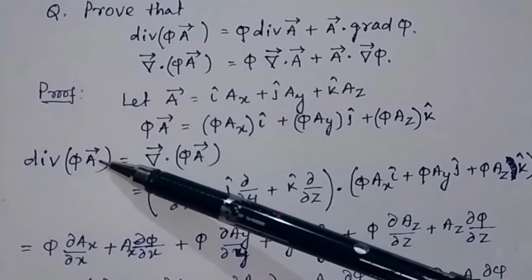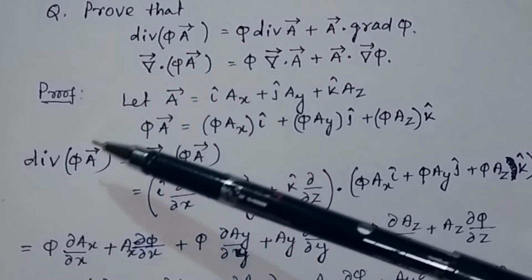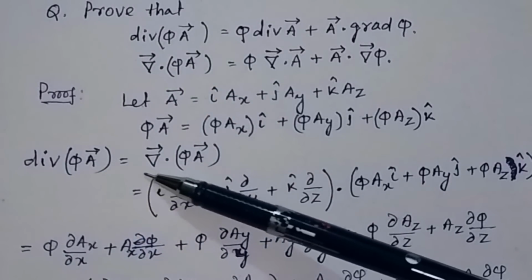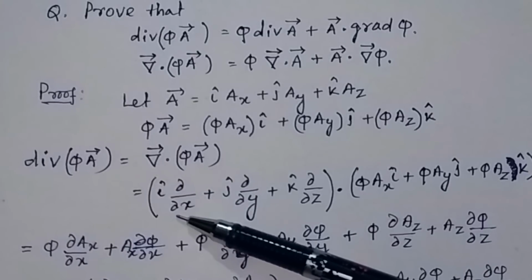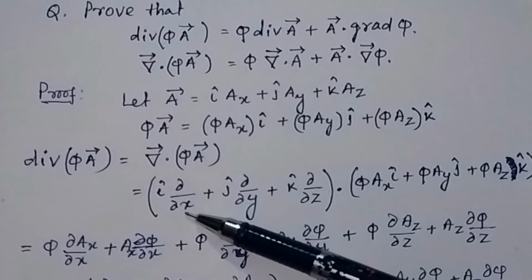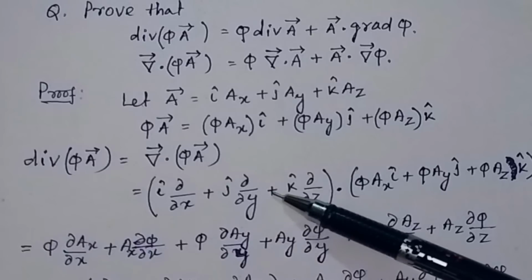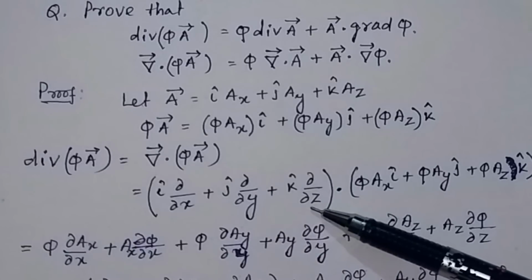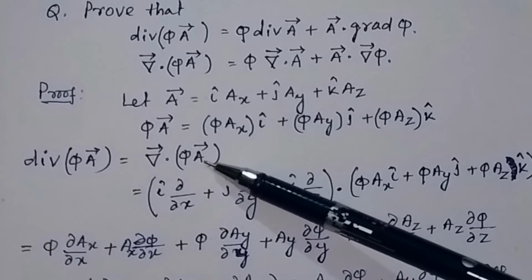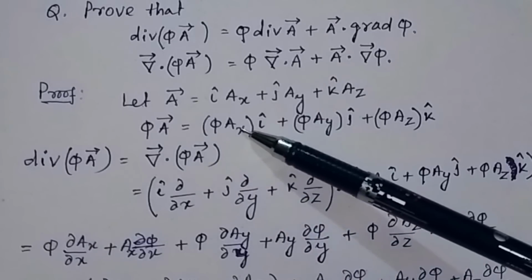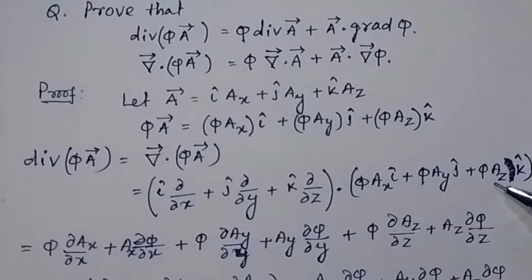So what will be the divergence of phi A? On the left hand side we have divergence of phi A. So divergence of phi A is equal to del dot phi A, and we know del operator is a vector operator and can be written as i cap partial derivative with respect to x plus j cap partial derivative with respect to y plus k cap partial derivative with respect to z, with the dot product of phi A vector. Phi A vector means this one, that is phi Ax i cap plus phi Ay j cap plus phi Az k cap. I have written here.